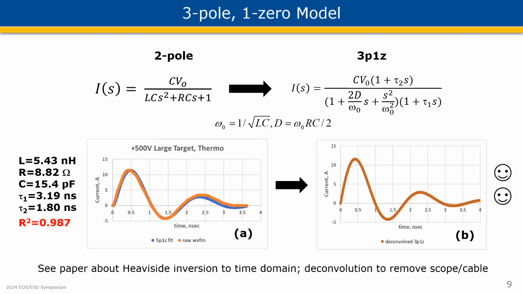Well, on the contrary, this 3-pole 1-zero model works quite well for all the waveforms we looked at. We started with the 2-pole aspect. Now this is in frequency domain. This is complex frequency, familiar notation. So the 2-pole model that worked for some targets was augmented by a pole and a zero, an extra pole and a zero, real pole, real zero, make it easy.